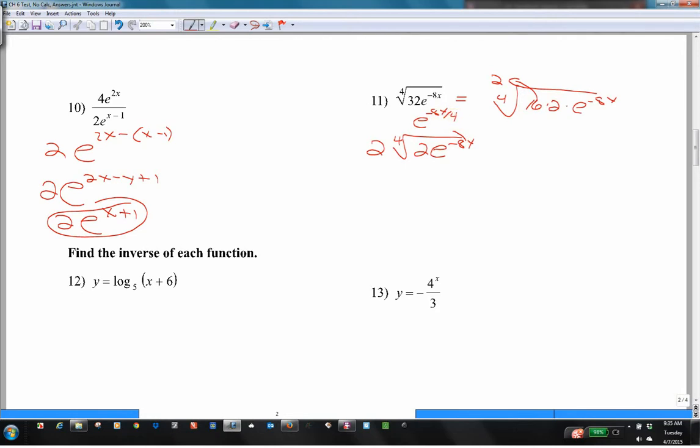8x divided by 4. So that's going to be 2e to the minus 8x divided by 4 times the fourth root of 2. Now this e to the minus 8x, that's 2e to the negative 2x times the fourth root of 2. And now the e to the negative 2x would move down to a denominator position. So I would have 2 times the fourth root of 2 all over e to the 2x to get rid of my negative.